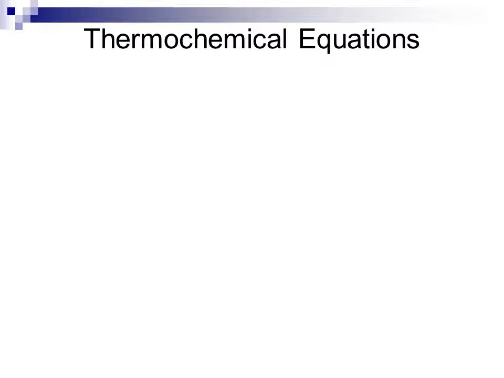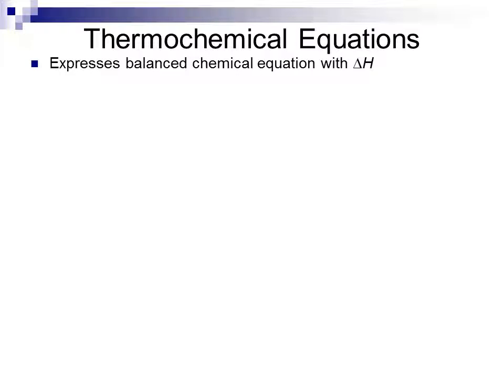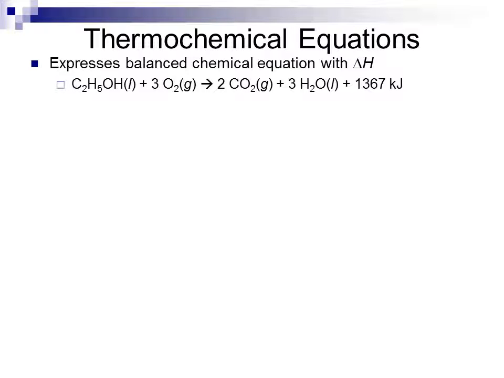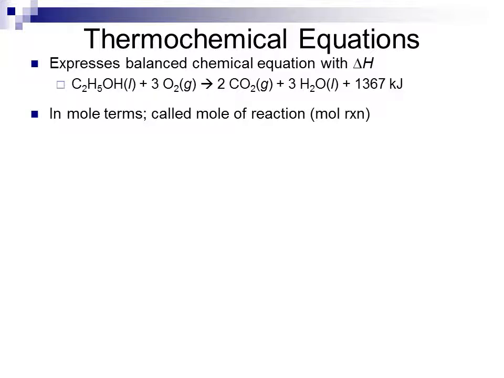Thermochemical equations are balanced chemical equations which express the enthalpy change that is associated with the process. For example, with our ethanol combustion, we have 1367 kilojoules in this process, and it's expressed here on the right-hand side of the equation. In mole terms, a thermochemical equation that is balanced is called a mole of reaction because it is the energy associated with a single mole process, or the smallest ratio of moles in a reaction process.